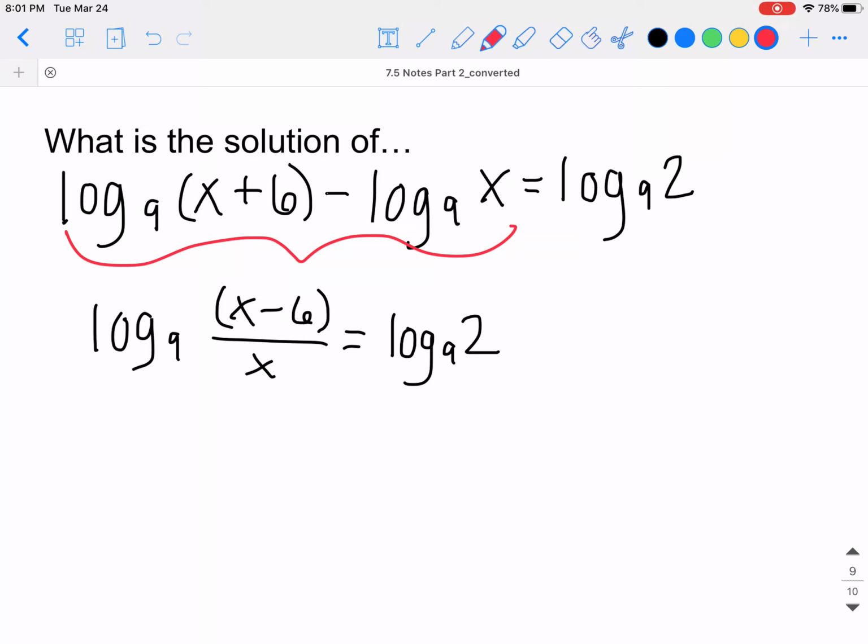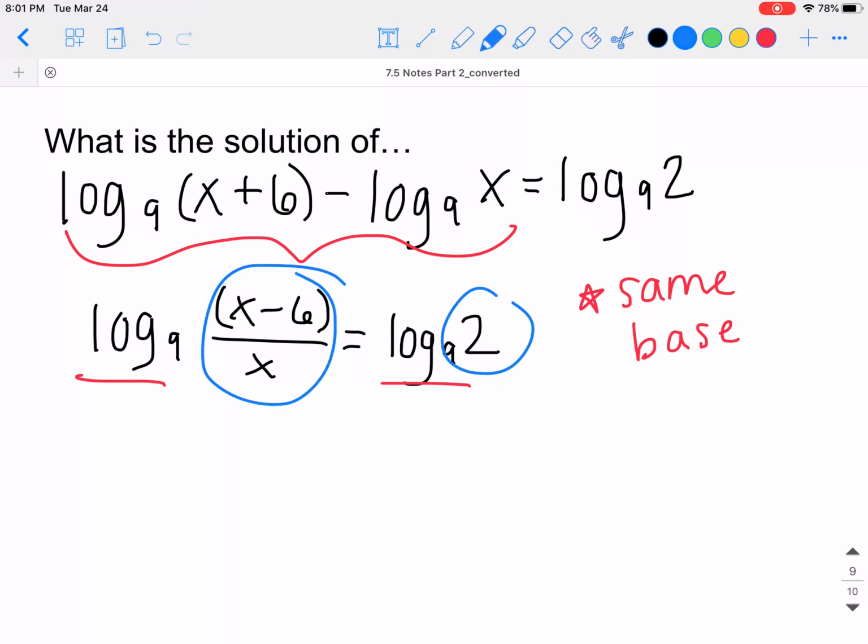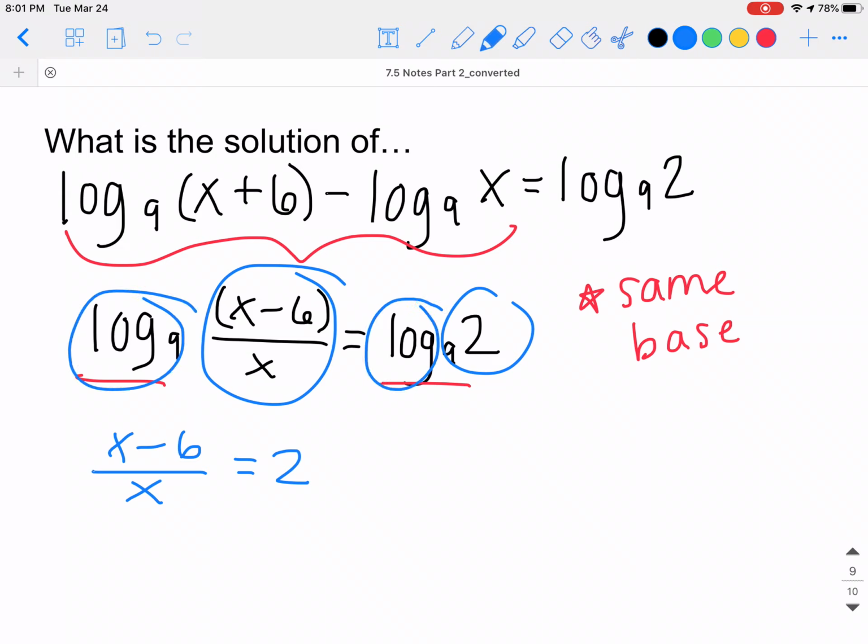You'll notice in this equation, we have the same exact base on both sides of our equal sign. Remember, if you have the same base, that means these terms have to be equal to each other. So to solve this, we can write x minus 6 over x equals 2. So we're working backwards from what we did with exponential equations. With exponential equations, we added this log to both sides. Now we have that log, so we're able to just set our terms equal to each other and solve. So we have x minus 6 over x equals 2.